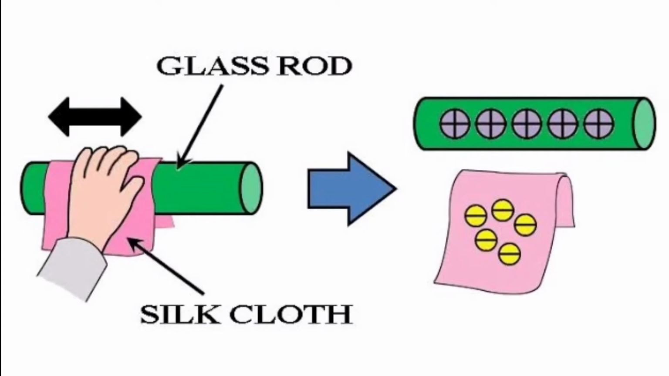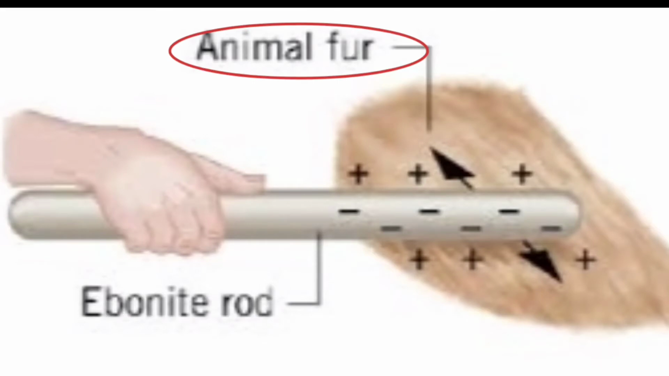Here, why does only the glass rod lose electrons? Why doesn't the silk cloth? Because silk cloth has high electron affinity, so it gains electrons. Electron affinity means the tendency of an object to gain more electrons. Now I took animal fur and an ebonite rod. Ebonite is a hard rubber. If we rub the ebonite rod with animal fur, then the animal fur loses electrons and becomes a positively charged body, and the ebonite rod gains electrons and becomes a negatively charged body.